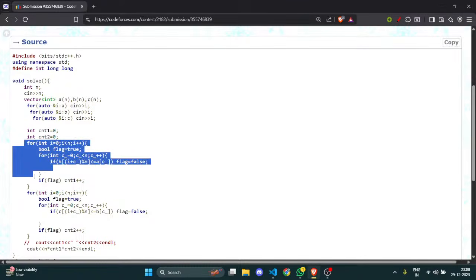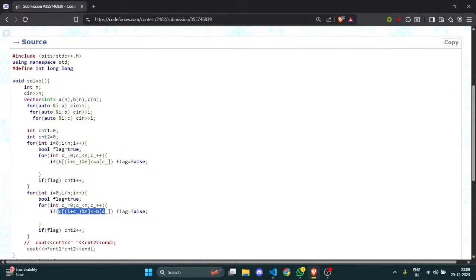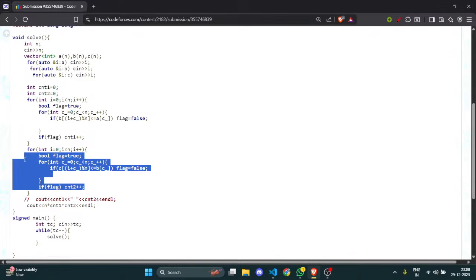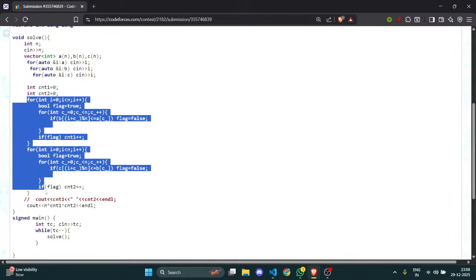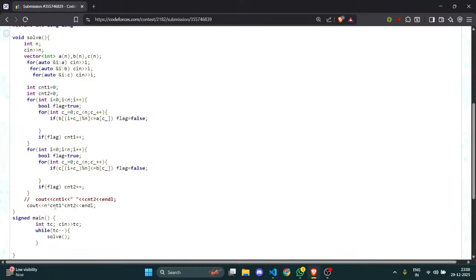Same thing I am doing, but for vector C and B, and if this is holding true, I increase my count. And now at last, the total answer would be n into count 1 into count 2, because count 1 into count 2 pairings were there, but actually there were n more multiplied pairings, because ij pairings can be multiplied by n times, because the start point doesn't matter, because 1 2 is same as 2 3, 2 3 is same as 3 4.